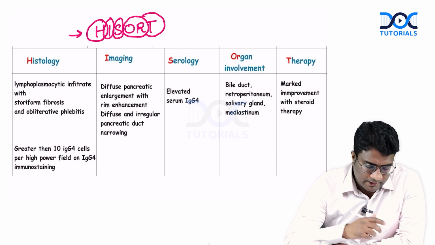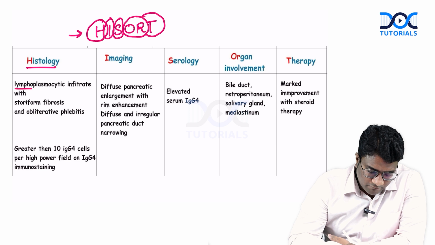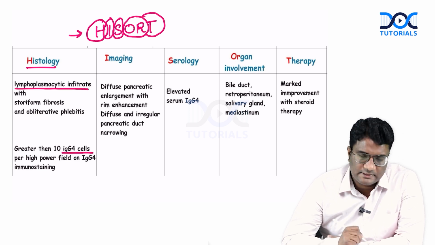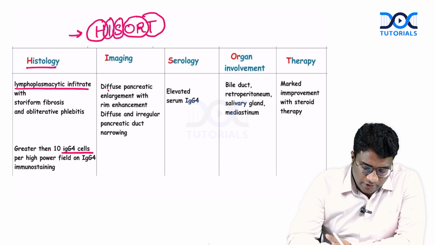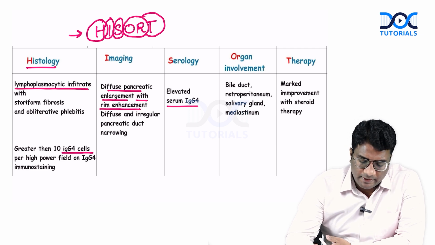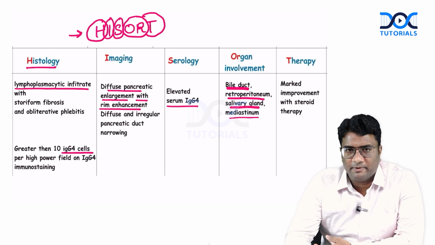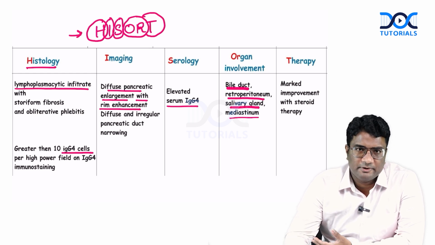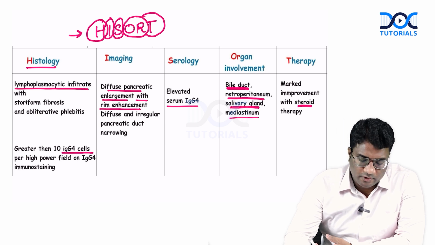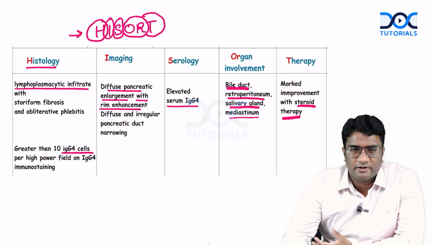So, what is the HISORt criteria? Histology: what does it show? A lymphoplasmacytic infiltrate, and you will see a lot of IgG4 cells. Imaging shows diffuse enlargement with rim enhancement, the sausage-shaped pancreas. Serology shows elevated IgG4 levels, and organ involvement: bile duct, retroperitoneum, salivary gland, mediastinum. All these IgG4-related diseases will be there with autoimmune pancreatitis. And very good response to steroid therapy.